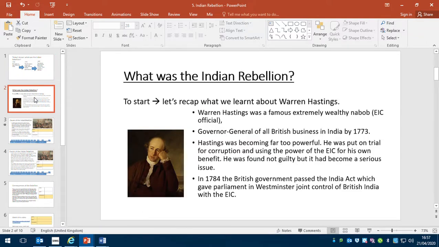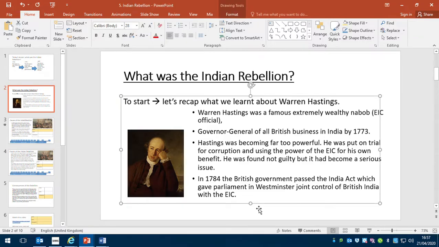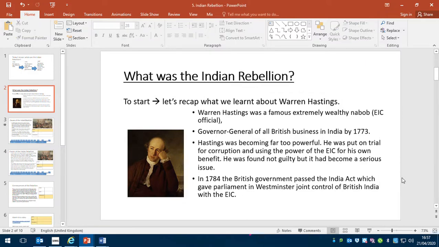Okay, picking back up again. So what I want to do is recap a little bit about this man who's called Warren Hastings. We spent some time in last lesson writing down about 2 men, Robert Clive, who was famous early on when the East India Company just started to contact India, and Warren Hastings, who was famous later on when the East India Company started to lose their control and it was replaced by the British government.